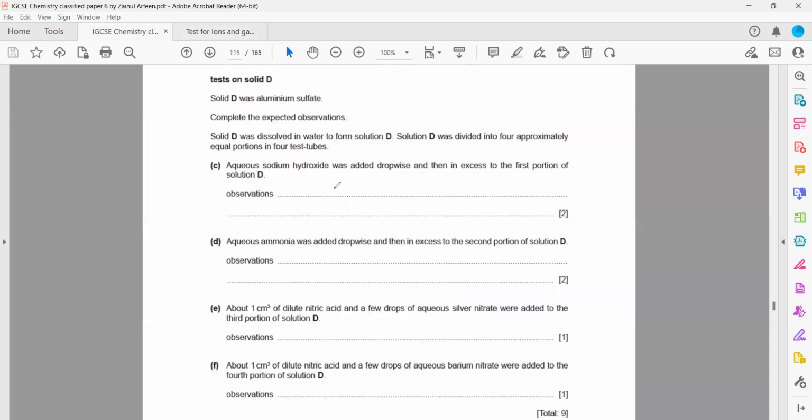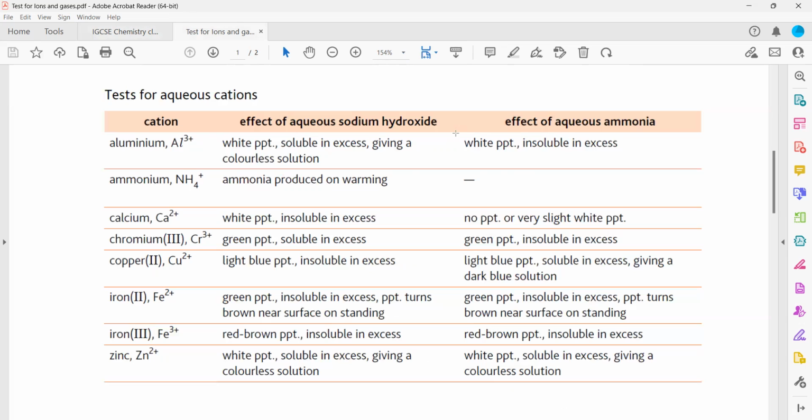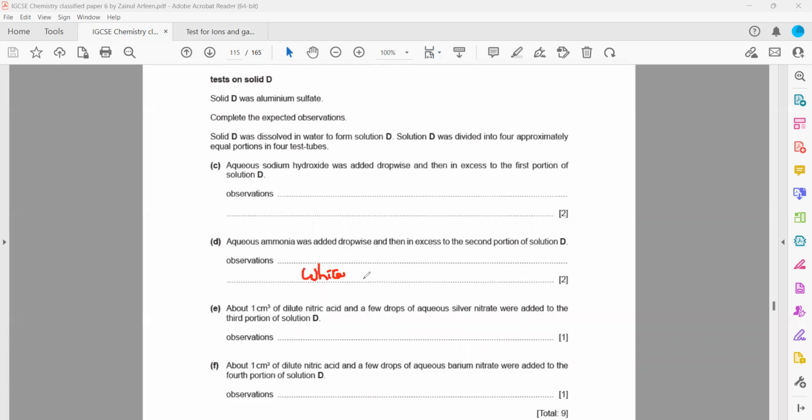So here we will write white PPT, and it will dissolve to form a colorless solution. Then aqueous ammonia was added, then in excess. Here a white precipitate forms which remains, so you mention white PPT, which is insoluble in excess.